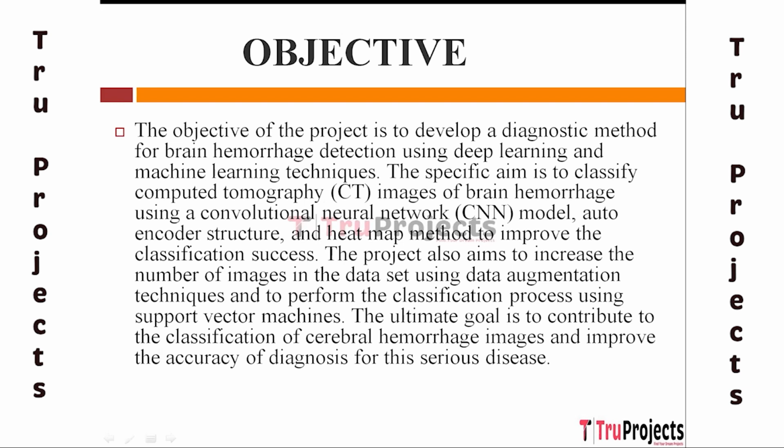Objective. The project's goal is to use deep learning and machine learning techniques to provide a diagnostic approach for brain hemorrhage identification. The specific goal is to increase classification success by classifying computed tomography (CT) pictures of brain hemorrhage utilizing a convolutional neural network (CNN) model, autoencoder structure and heat map approach.